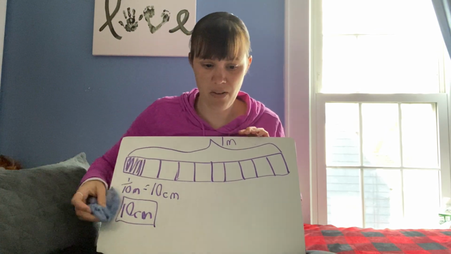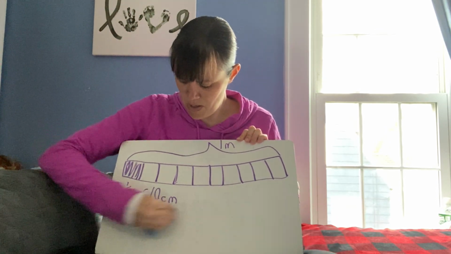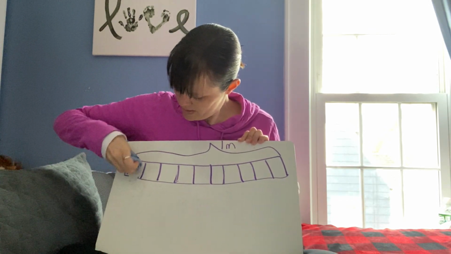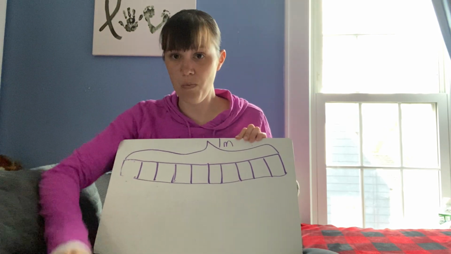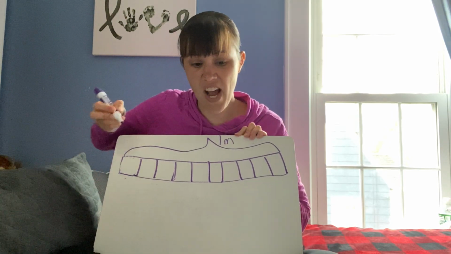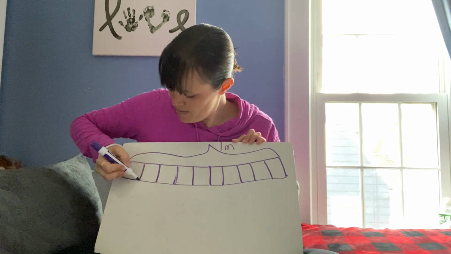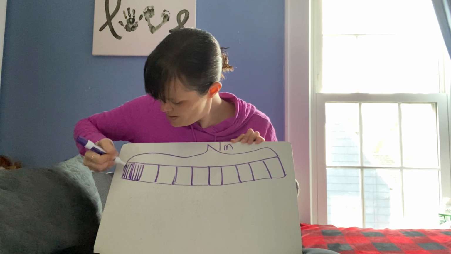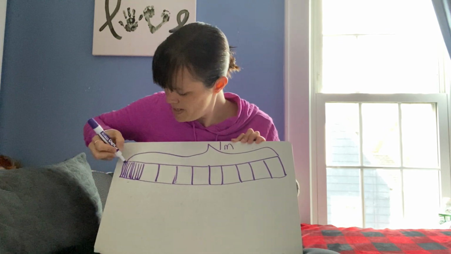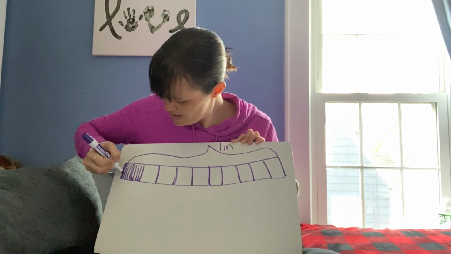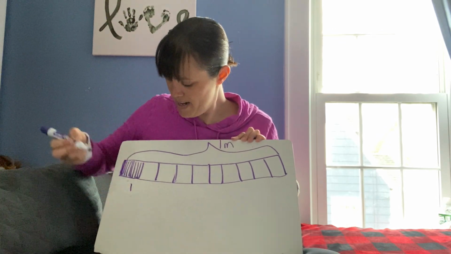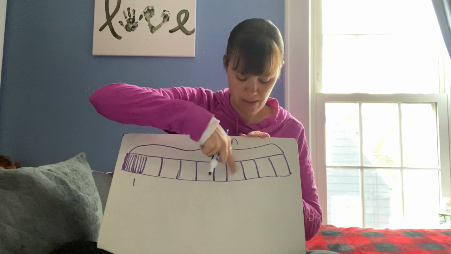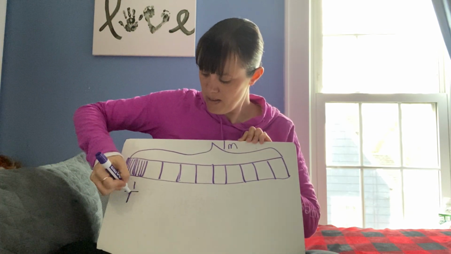What fraction of a meter is 1 centimeter? If we have to break this, we can only color in 1, not 1/10, but 1 centimeter. So let's color in this. That's 1 out of how many? 10, 20, 30, 40, 50, 60, 70, 80, 90, 100.